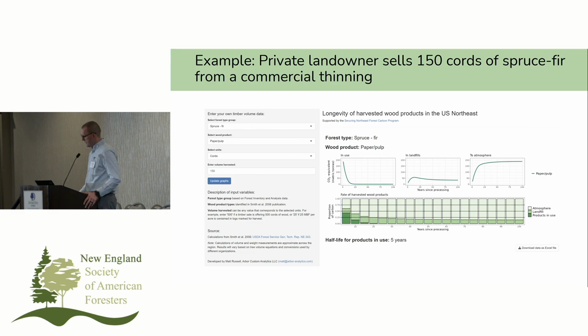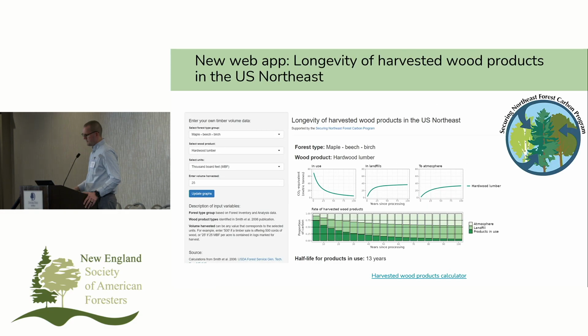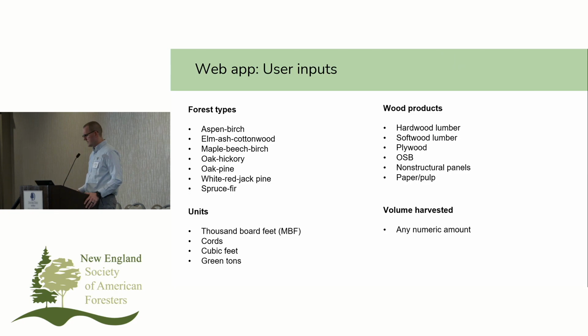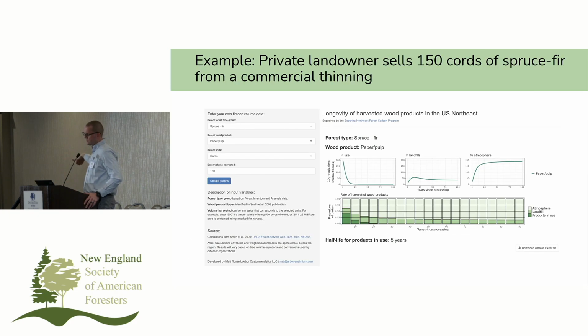The example, I think, when you open the app, is for a maple beech birch hardwood lumber, board feet, and I entered 25,000 board feet in this example. So compare this graph, this is a more durable wood product, hardwood lumber. Compare that to the spruce fir graph, where you see those steep declines for those products in use that you can see there.